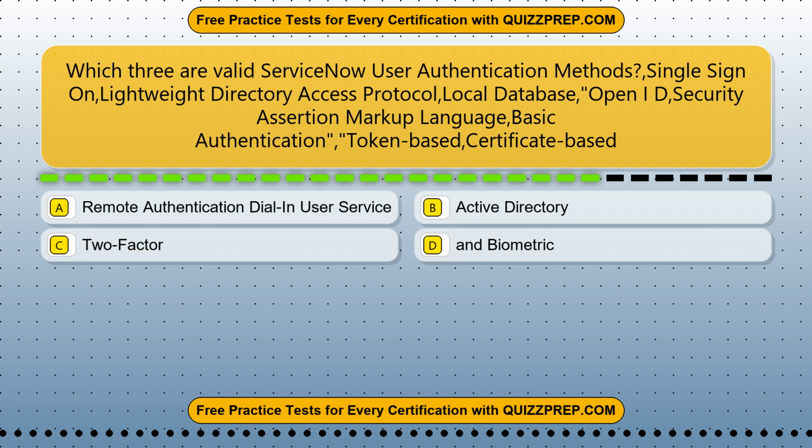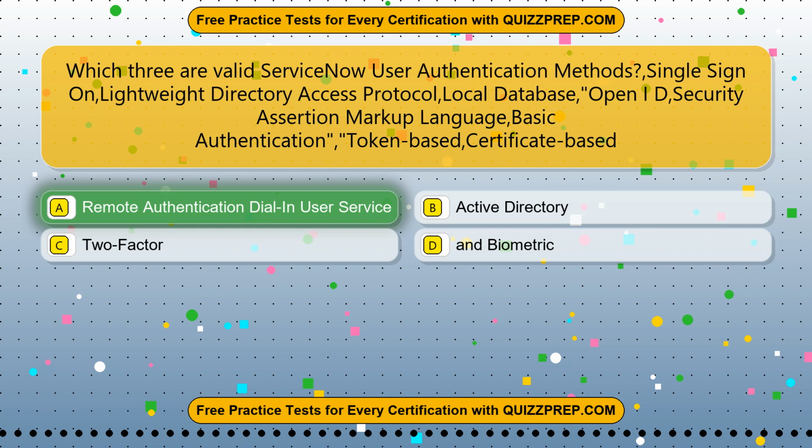Question 42. Which three are valid ServiceNow user authentication methods? Single sign-on, lightweight directory access protocol, local database, OpenID, security assertion markup language, basic authentication, token-based, certificate-based. Option A, remote authentication dial-in user service. Option B, Active Directory. Option C, two-factor. Option D, and biometric.